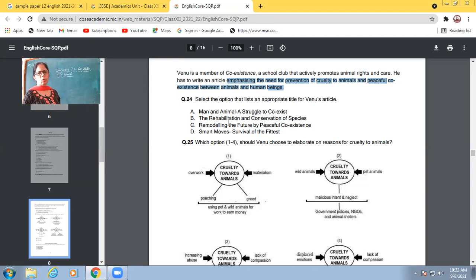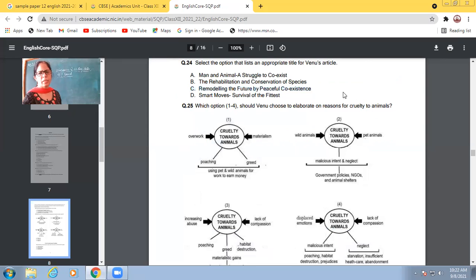So third option is remodeling the future by a peaceful coexistence. So you cannot talk about future when you are not bothering for the present. So it means that you need to prevent. Got it? So D option is smart moves, survival of the fittest. So even smart moves, it's only about the suggestions. Then what about the preventive measures? So C option is most correct.